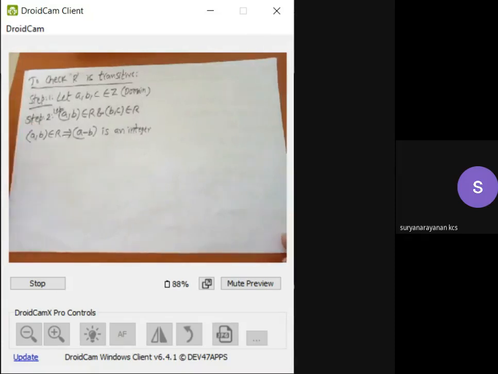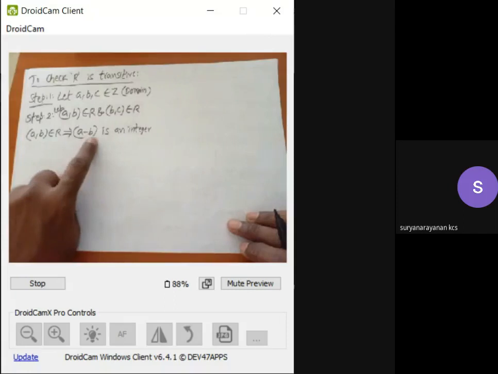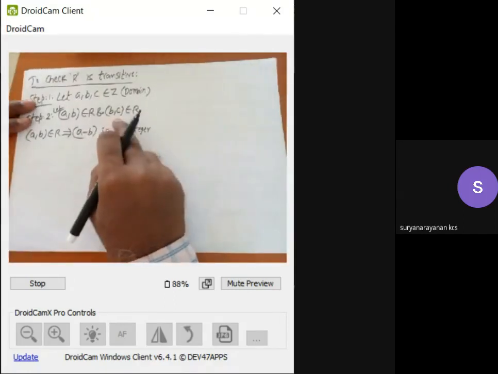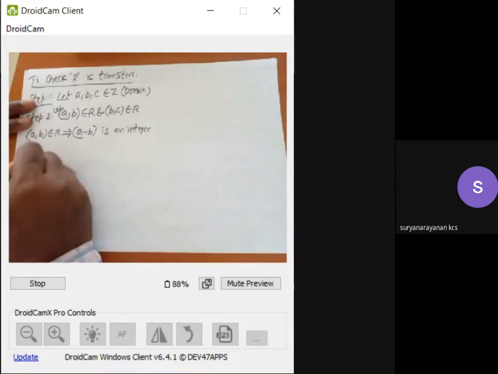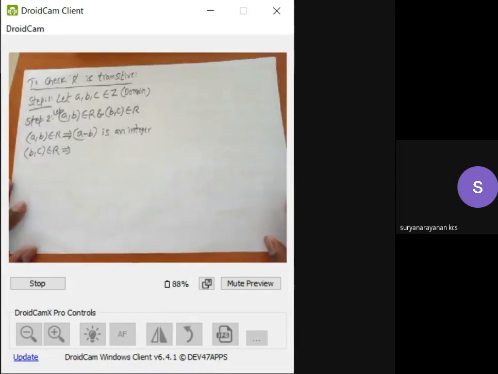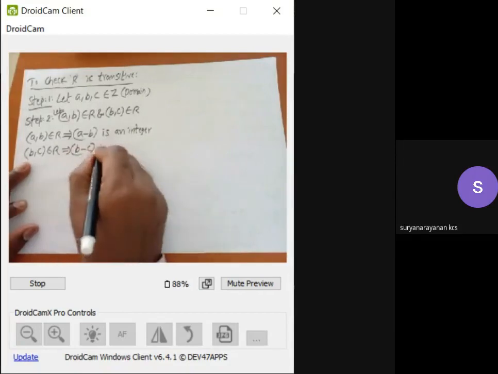Okay, my dear children. This is a notation: ordered pair (A, B) belongs to R. If you want to write this relation in sentence form, we write A minus B is an integer. Similarly, suppose ordered pair (B, C) belongs to R. Then how do we write this notation in sentence form? B minus C is an integer, sir. Very good. B minus C is an integer.